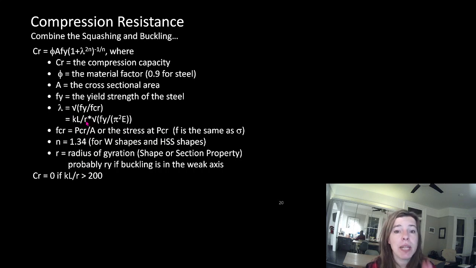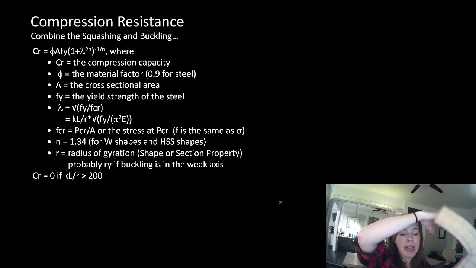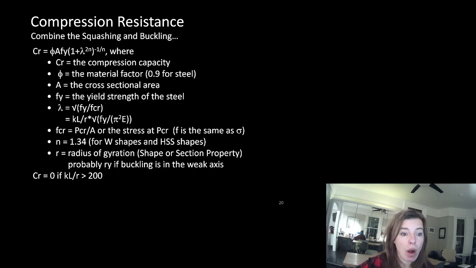R, instead of using Iyy, which is the stiffness in the weak axis, we're going to use ryy. So anything that has to do with buckling is usually the weak axis value. Okay, so Cr is what we're looking for. Reduction factor is the material factor, which we know is 0.9.